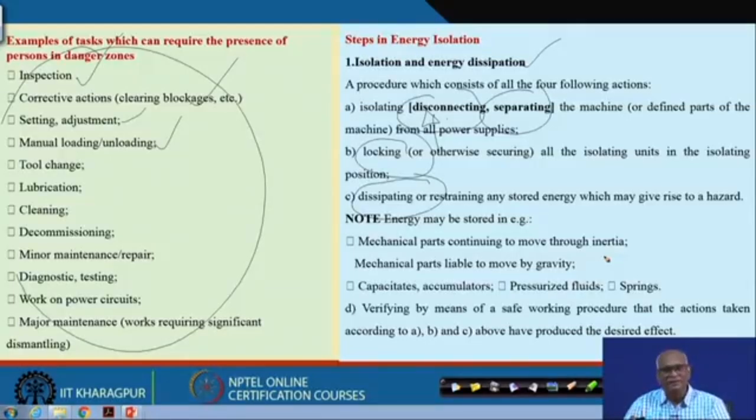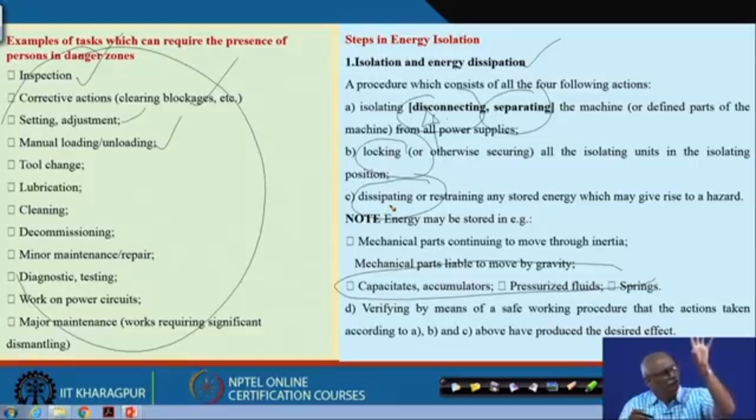In electrical circuits there are capacitors, in gases there are accumulators, pressurized fluids, springs. They all hold energy, and all of these have to be dissipated, de-energized. Is it over with that? No. Afterwards, you have to verify by various techniques whether isolation has happened 100% as you wanted. You have to verify through procedures, through gauges, through testing, and then you start the job. This is the process of energy isolation.